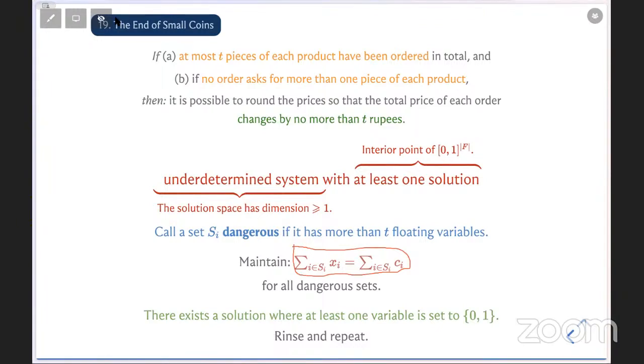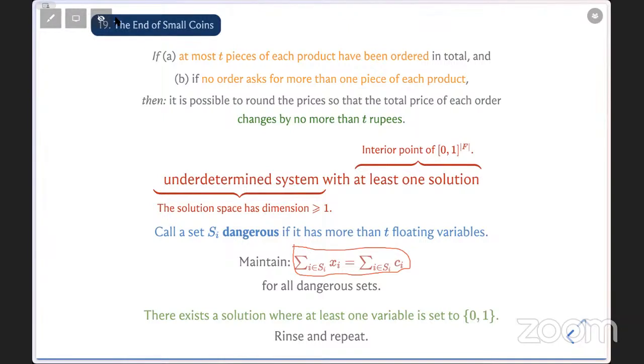So now basically I have a new system of equations after all these variables have been overwritten, the ones that got fixed. And I can repeat the exact same story now, saying that, look, this is a satisfiable system of equations. It still has a collection of constraints that correspond to dangerous sets.